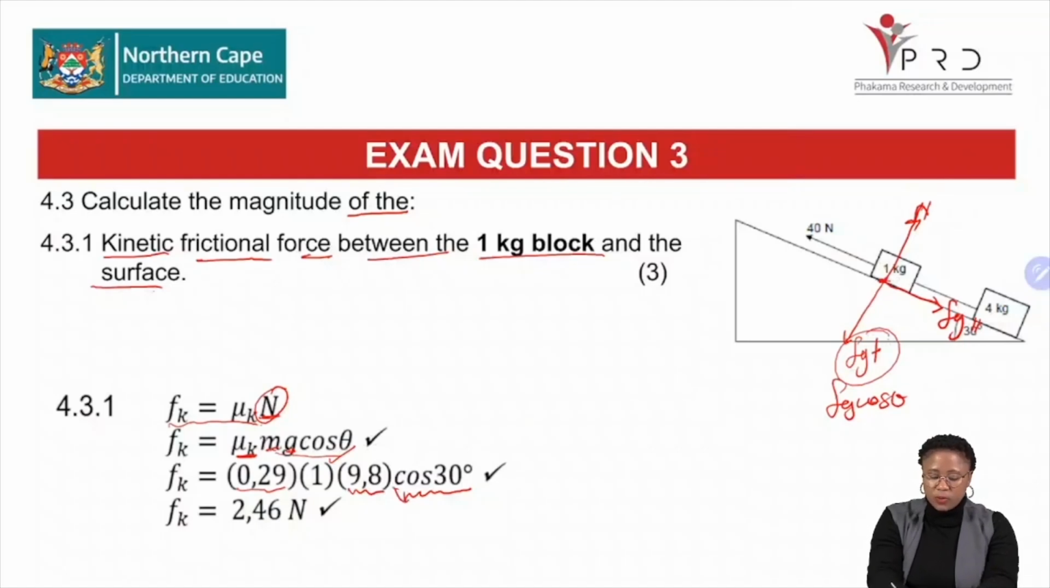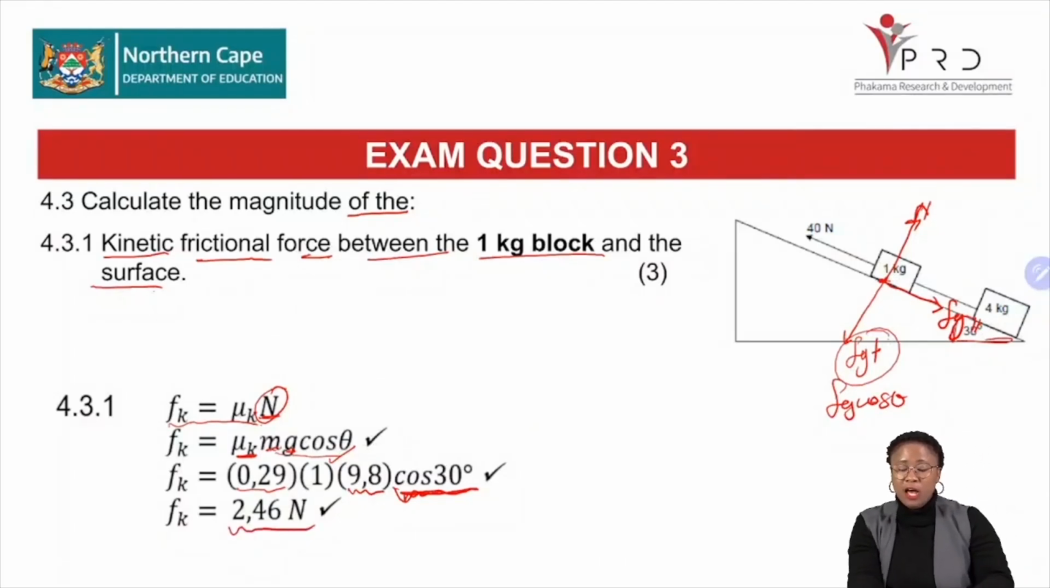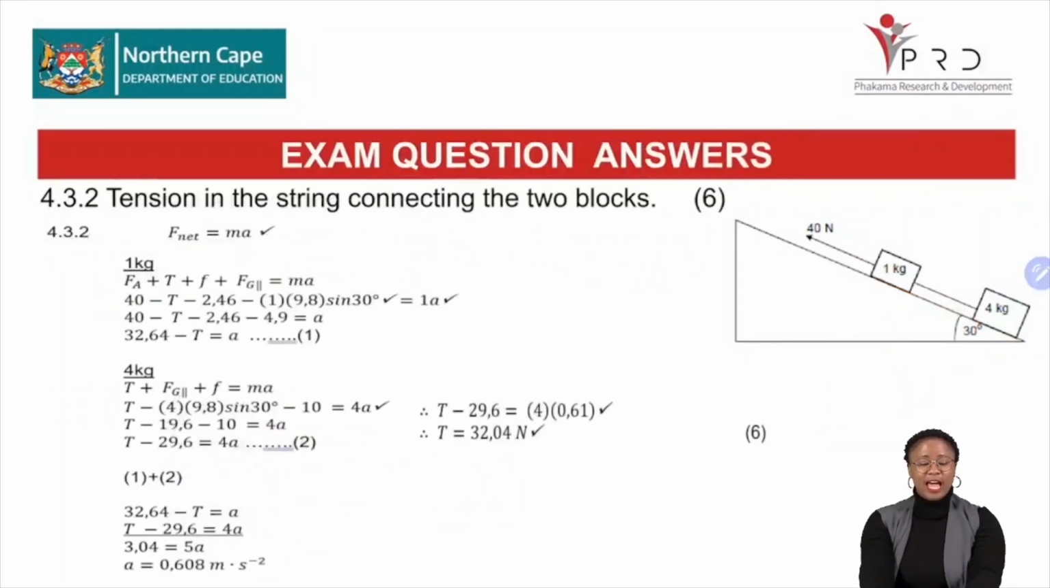That's why we have that cos of 30 degrees, because that is the angle of the incline, which is 30. Then you just punch into the calculator. You should get 2.46 newtons. All right, guys, I hope you got all these correct. And then let's quickly look at the last question.